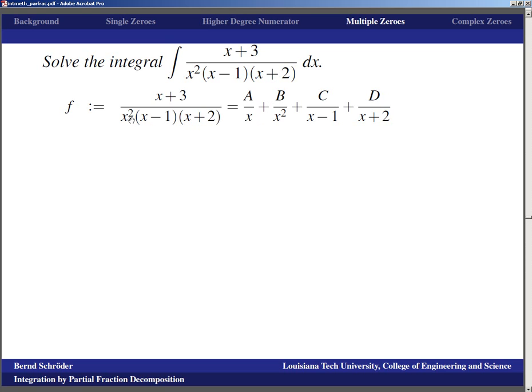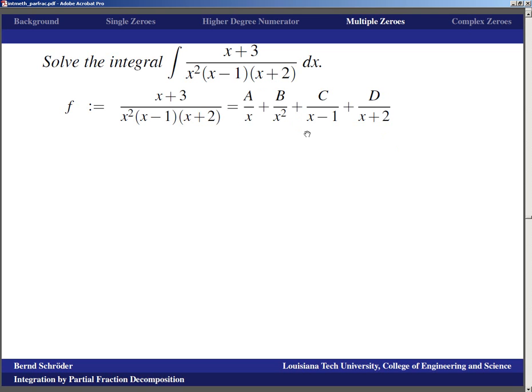So if this had been an x cubed, I would have had to set up a over x plus b over x squared plus c over x cubed, and then this would have been a d, and this would have been an e. So the repetition goes up to the power that occurs in the denominator here. So the big thing here really is the setup.